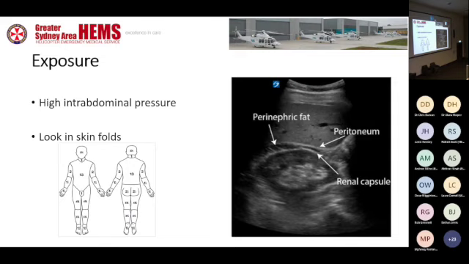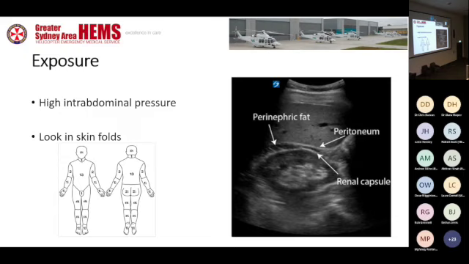This is a right upper quadrant view, an ultrasound from a FAST scan, and it just shows a nice strip of perinephric fat, which I think in a rush you could misinterpret as free fluid. But if you look, it's actually on the wrong side of the peritoneum. It's a little bit more echogenic than you'd expect.